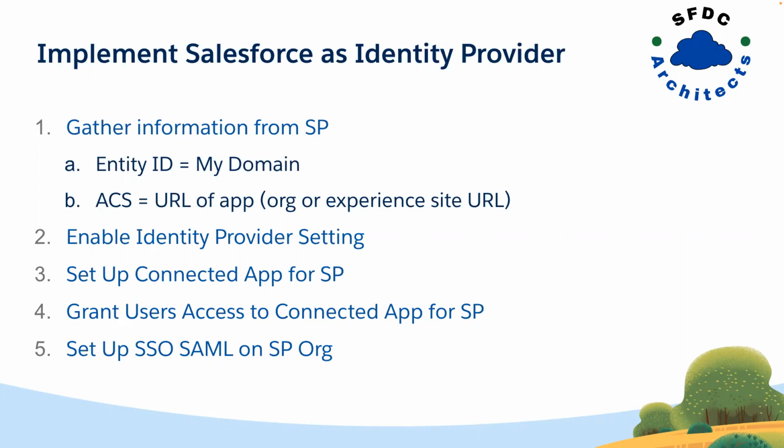You'll set up a connected app for each service provider. You need to make sure that you remember to grant users access to those connected apps, because I forgot that step when I was doing the demo. And then those users can go ahead and log in. After you've done all of that, you go to the service provider org, and on that side, you'll set up the SSO SAML. So any questions before I start demoing it?